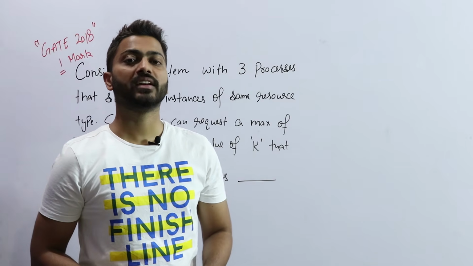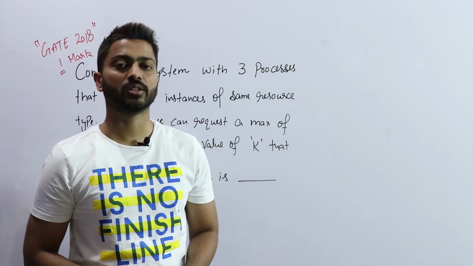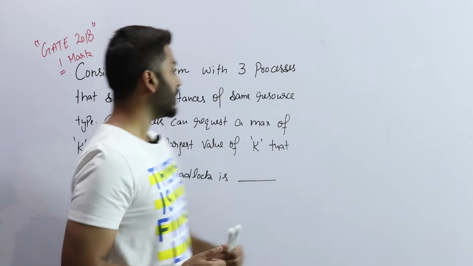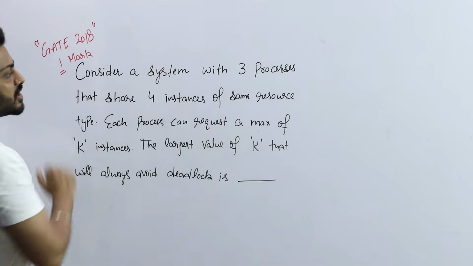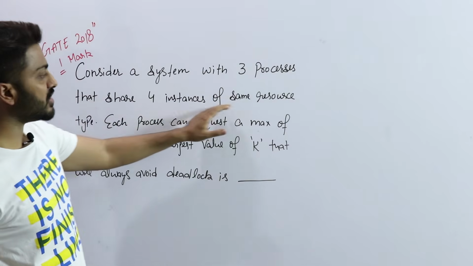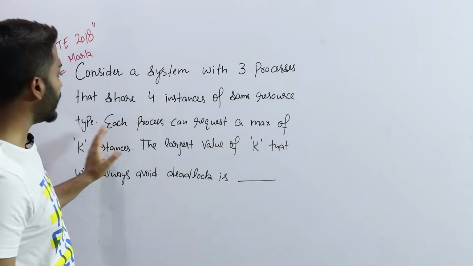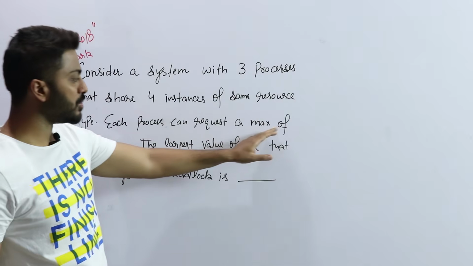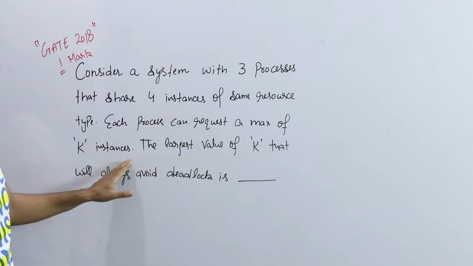The question is asked in GATE 2018 for 1 mark. The question is on deadlock. Let me read the question. Consider a system with 3 processes that shares 4 instances of same resource type. Each process can request a maximum of k instances.